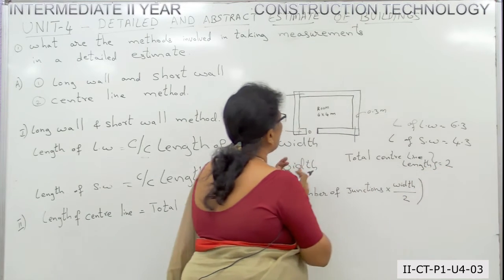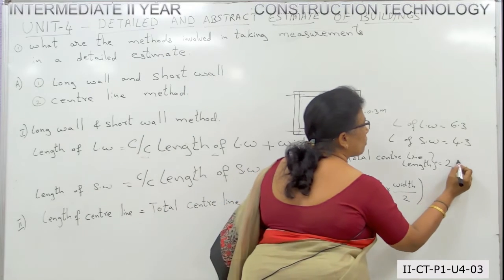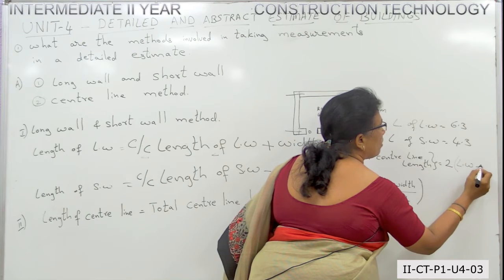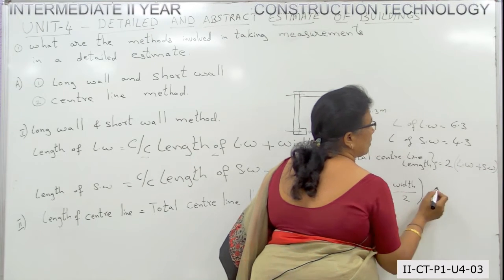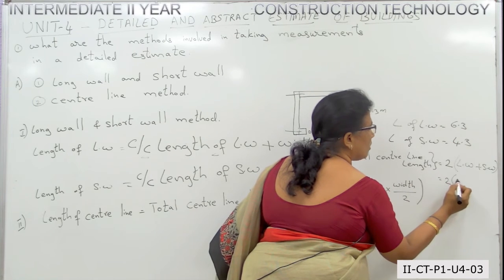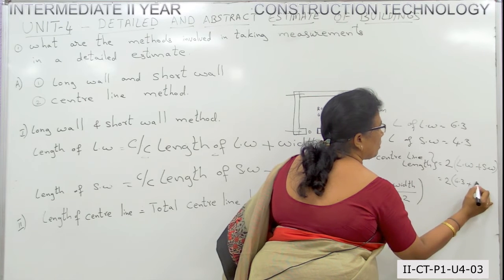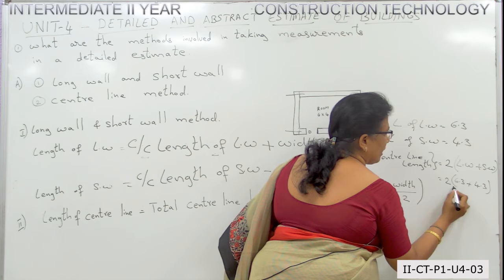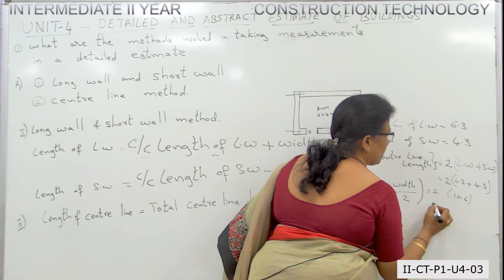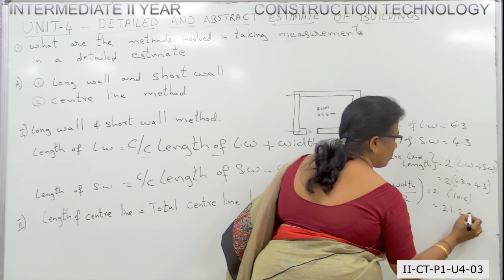then you have to calculate: there are two long walls and two short walls. So 2 into long wall plus short wall. So here 2 into how many? What is the length of the long wall? 6.3 plus length of the short wall is 4.3. You will get from here 10.6 into 2. That comes to 21.2.